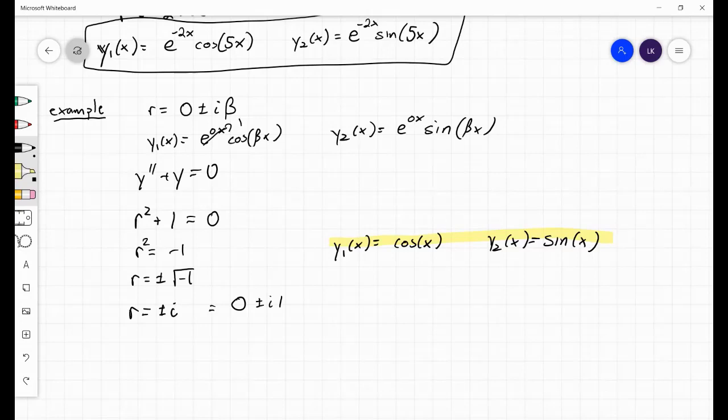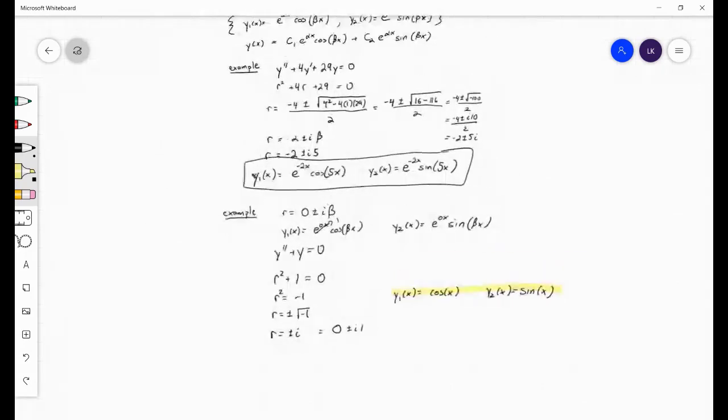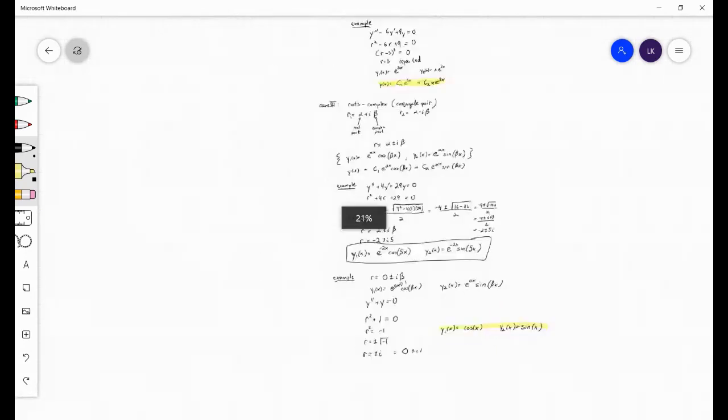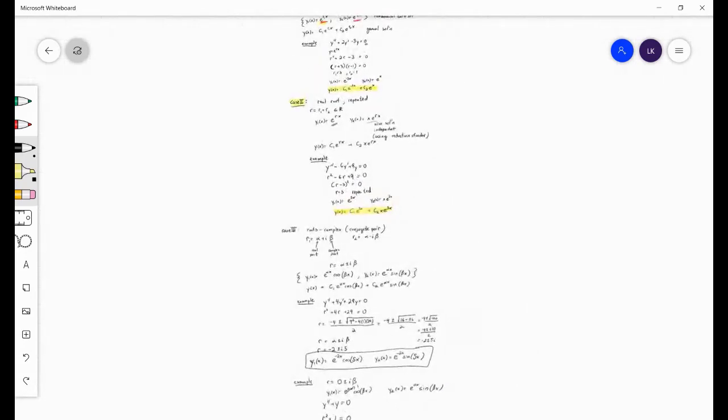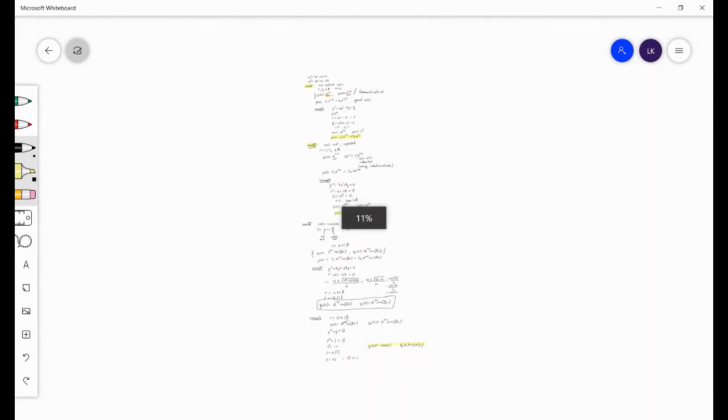I don't know if I'll make this too small, but there were 3 cases. Yeah, that's too small. But there were 3 cases.